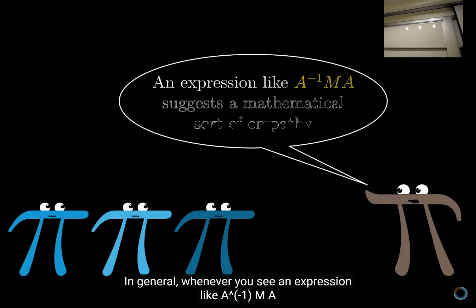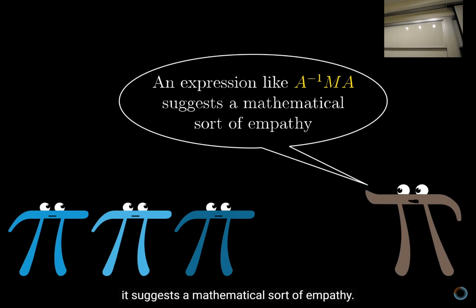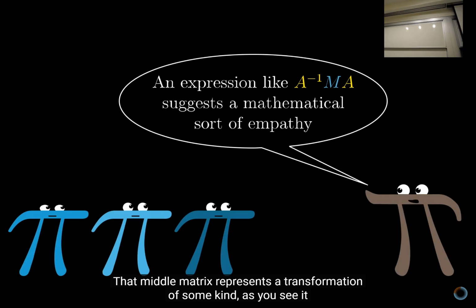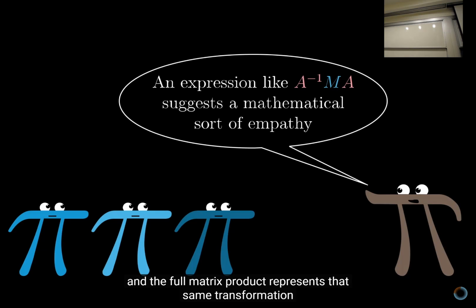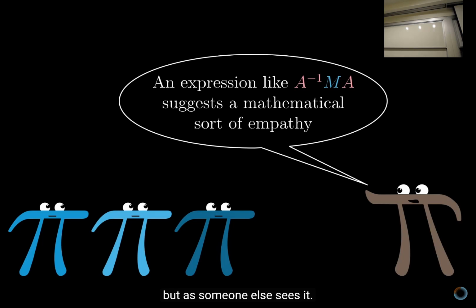In general, whenever you see an expression like A inverse times M times A, it suggests a mathematical sort of empathy. That middle matrix represents a transformation of some kind as you see it, and the outer two matrices represent the empathy, the shift in perspective. And the full matrix product represents that same transformation, but as someone else sees it.